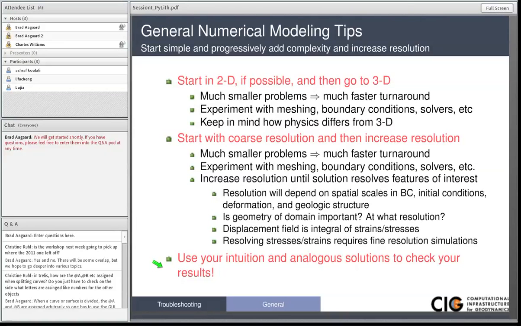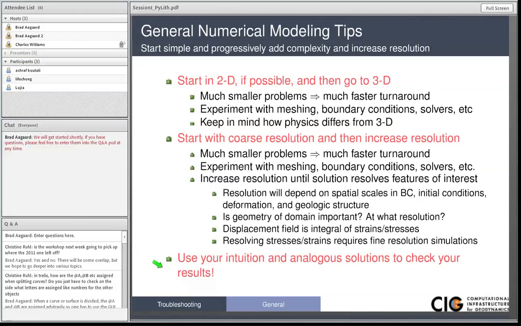We also advise, both in 2D and 3D, to start with a coarse resolution and then increase the resolution as needed. Especially in 3D, for any variation of the discretization size by a factor of 2, the problem size goes up by a factor of 8. That's nearly an order of magnitude, and by doing a coarser resolution, you're going to end up with fewer degrees of freedom, so you have a faster turnaround time. It also allows you, with a coarse resolution, to experiment again with meshing, boundary conditions, and solvers, and then increase the resolution until the solution resolves the feature of interest. So the resolution is going to depend on your spatial scales and the boundary conditions.